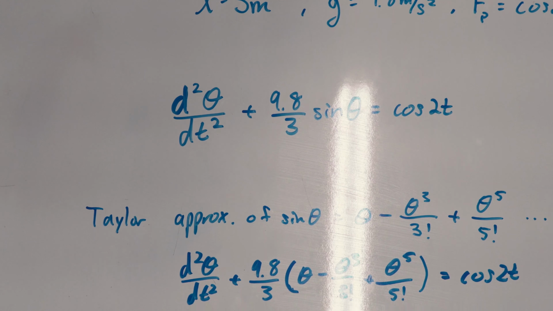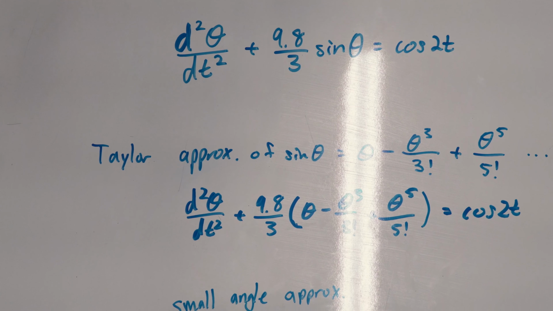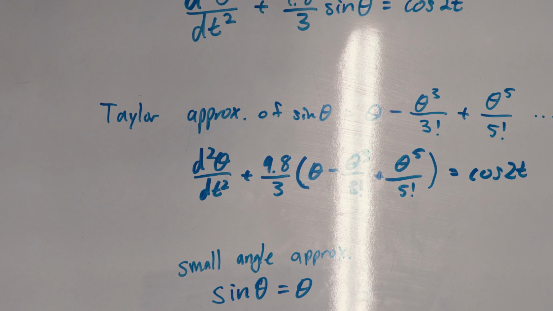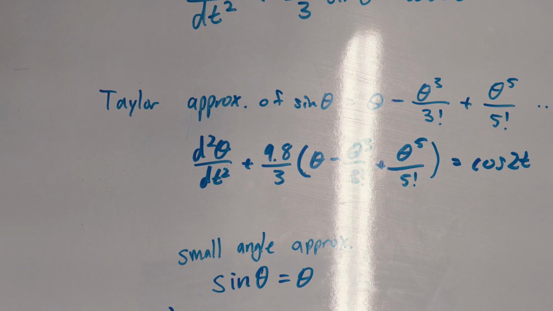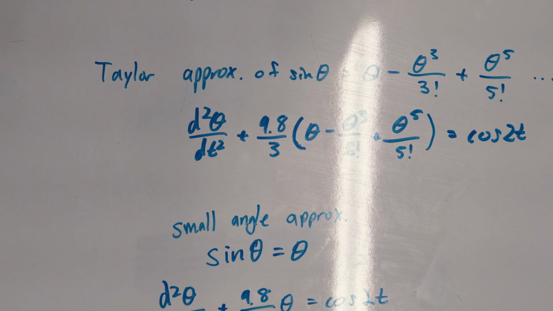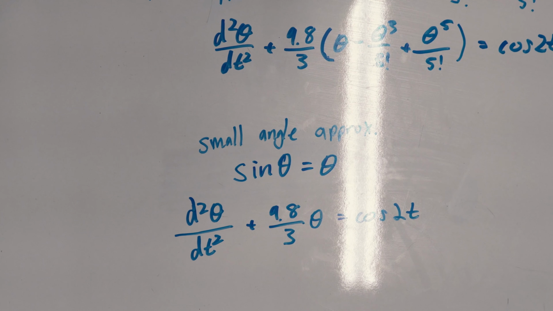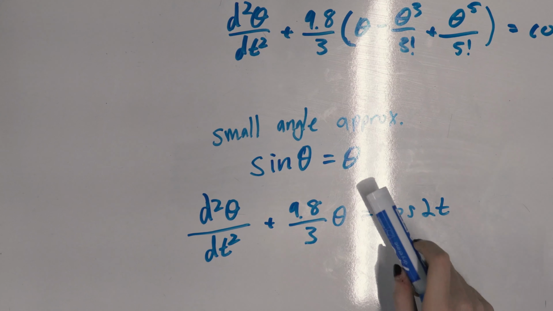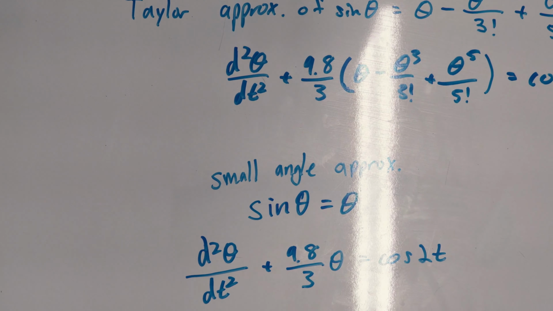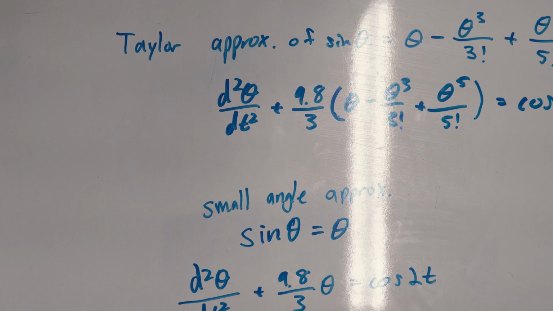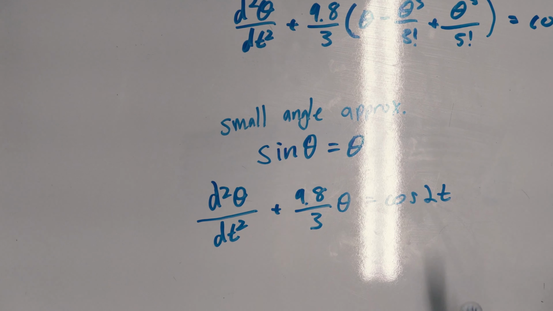Next, we decided to use two approximations of sine theta. The first one is a Taylor approximation of sine theta, which is right here. And for our final sine approximation, we decided to use a small angle approximation, which comes from the Taylor approximation. And this function was the one that showed the resonance in our graphs.